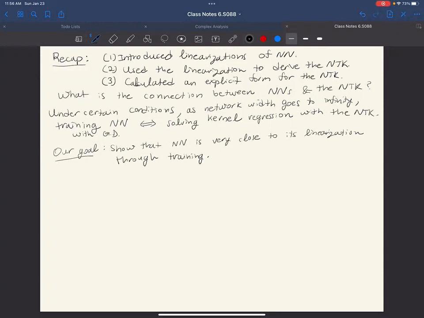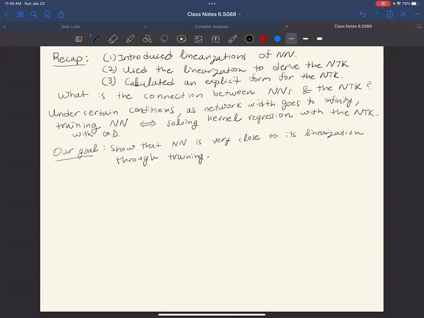If we were able to do this, remember that the NTK is solving kernel regression with respect to this. We're using kernel regression with the NTK to solve this linear problem where we've approximated the neural network by this first order Taylor series expansion. So if we show that that approximation is actually a very good approximation of a neural network that's super wide, then we're all good to go. And so the idea would be to show that a neural network, as the width grows larger and larger, is actually very close to a linear model.